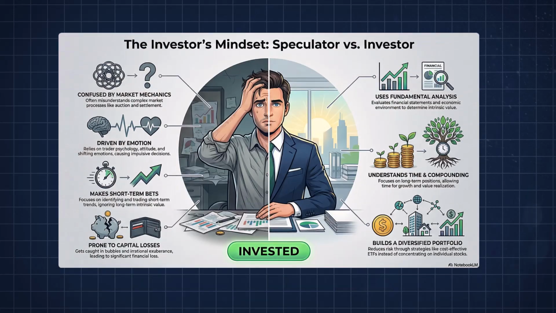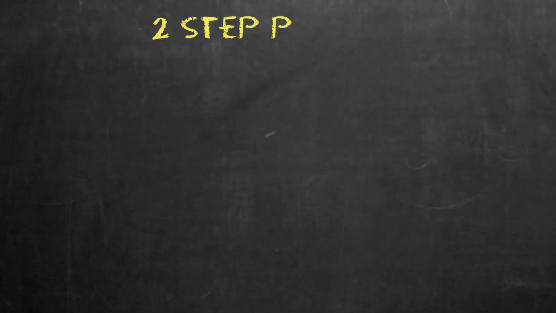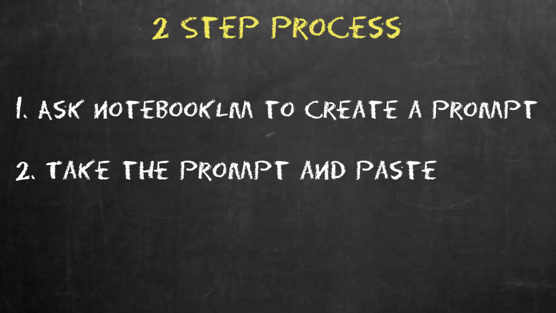Let's take a look at how to create this split image before and after infographic using NotebookLM. After you log in and open the notebook you want, here's the two-step process I used. The first step was to ask NotebookLM to create a prompt based off a general description about what I'd like the image to look like, the elements it should contain, etc. The second step was to take that prompt NotebookLM generated and paste it into the custom infographic section.